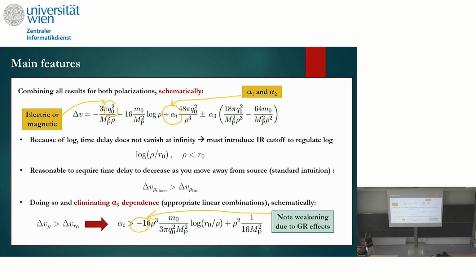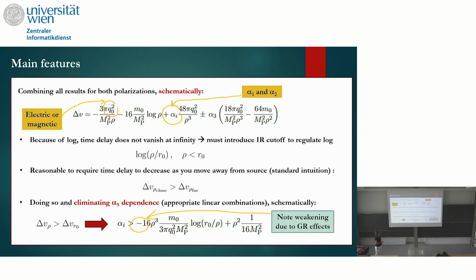Other features, because of this log, the log is also complicating things because it needs to be regularized. As I mentioned earlier, you need to introduce some kind of IR cutoff to regulate the log. And the more important feature is normally we expect the time delay to go to 0 as you go infinitely far out. So this makes sense physically. If you're infinitely far away from your source, you should not see any time delay. But because of the log, that doesn't happen. So you need to find a way to make sense of these bounds.